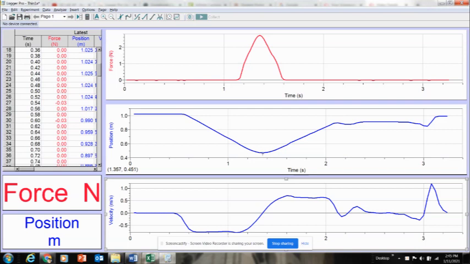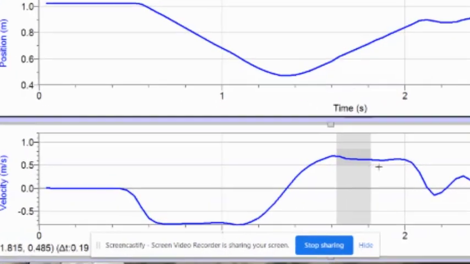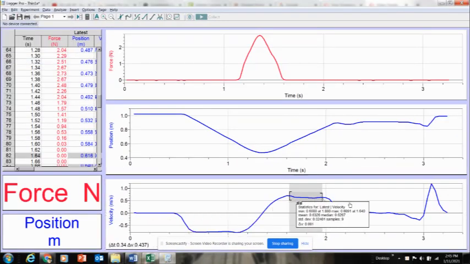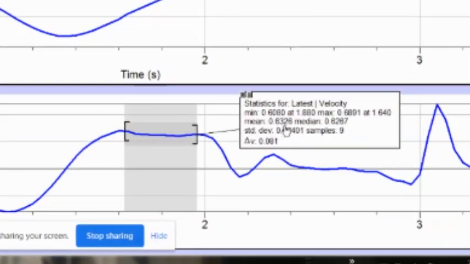And of course, when the elastic is stretched the most, that's when the force is the greatest. So that agrees there. So right here is where the cart changes direction. And then the string goes slack about right here. And now it is rolling with fairly constant velocity back towards the beginning. So my final velocity then is this region right here. So I'm going to highlight that, and I'm going to go to Analyze, Statistics. And now in this little statistics box, I see that my mean value for my final velocity is 0.6326 meters per second. So I'm going to use that value for my final velocity.